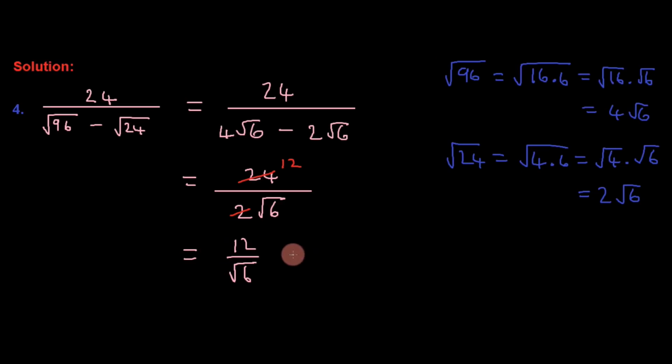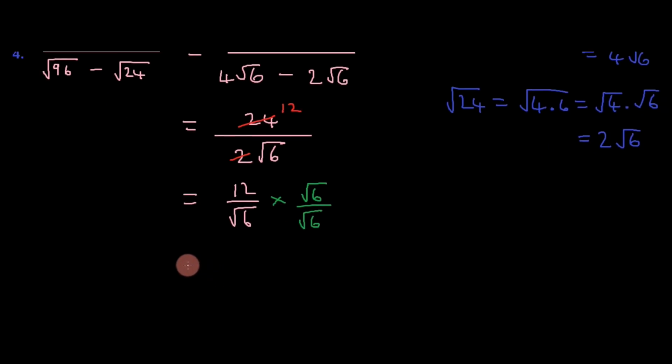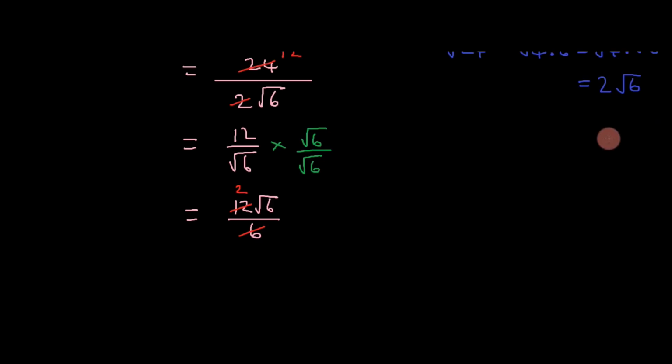And now we can rationalize. We multiply both the numerator and the denominator by square root 6. So 12 times square root 6 divided by square root 6 times square root 6, which is 6. And 6 goes into 12 twice. And our final answer then is 2 times the square root of 6.